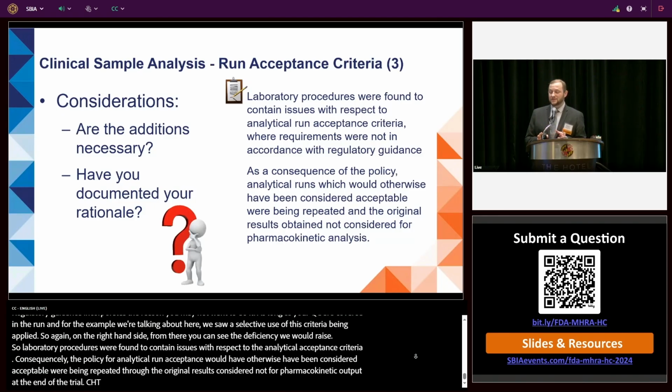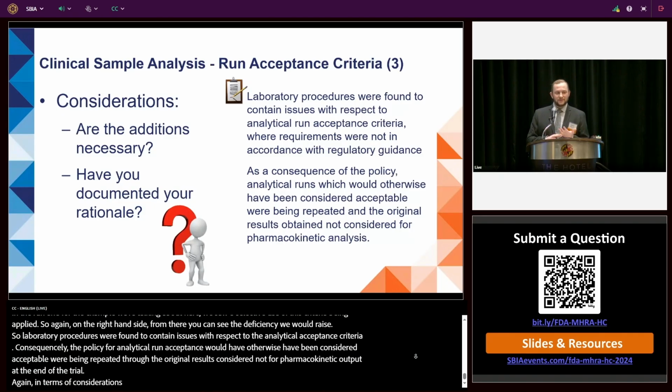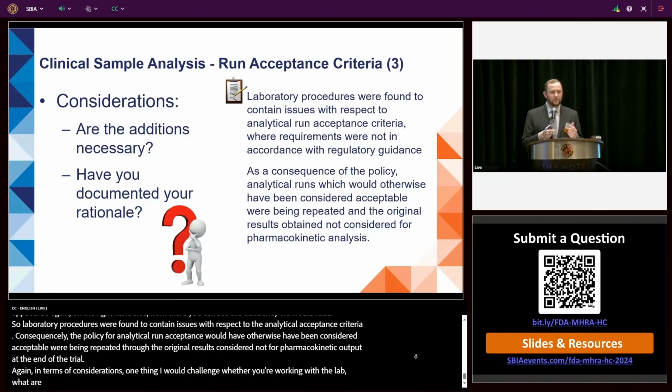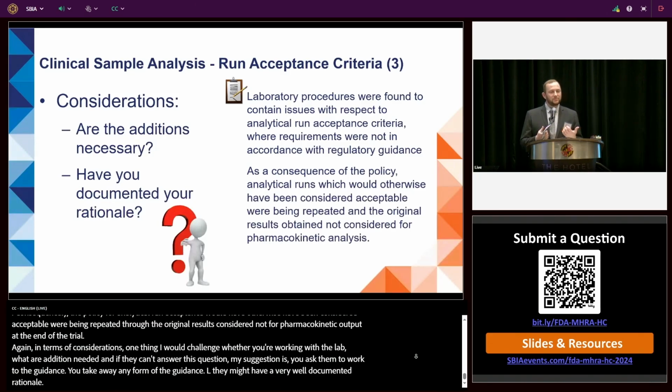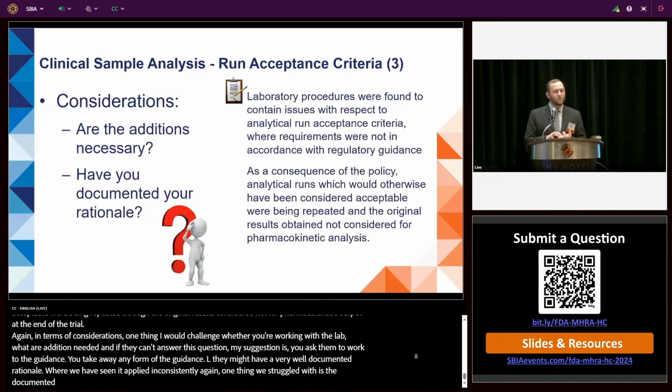Now again, in terms of considerations, one thing that I would challenge, whether you're working with a bioanalytical lab or a study monitor, is: are these additions essential? Are we talking about gold plating, or is there a scientific reason for why this needs to be in your comparative BE study? And if they can't answer that question, my suggestion is that you ask them to work to the guidance. They might have a very well-documented rationale. Where we've seen it being applied inconsistently, one thing that we've struggled with is that documented rationale. Why are you doing it? Why is it in place? What can be done?